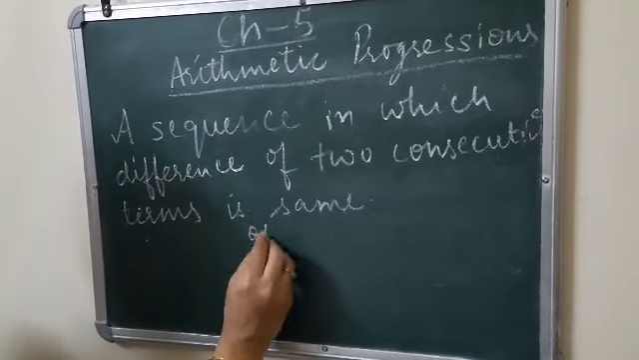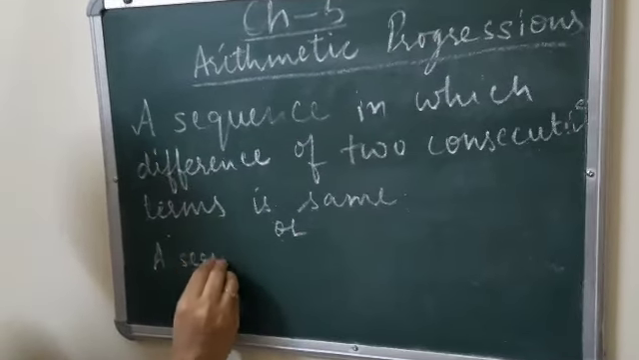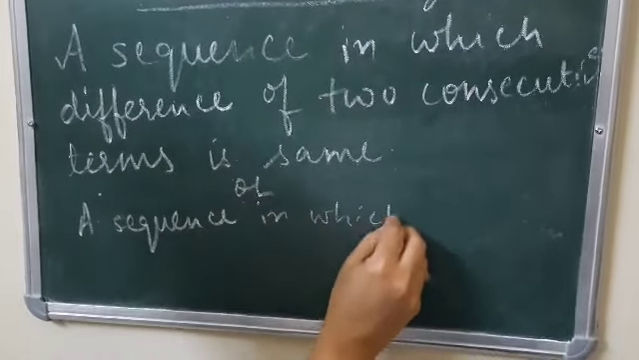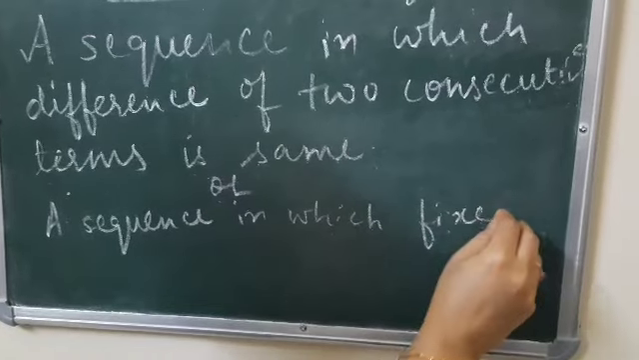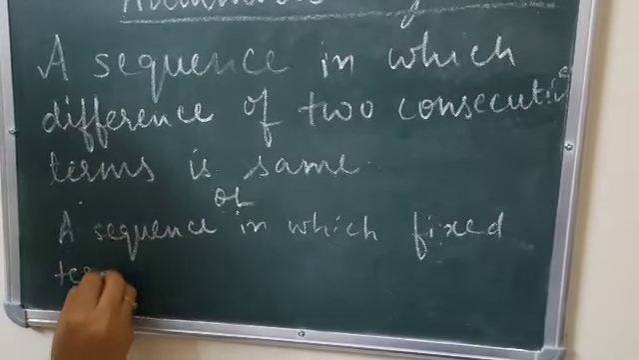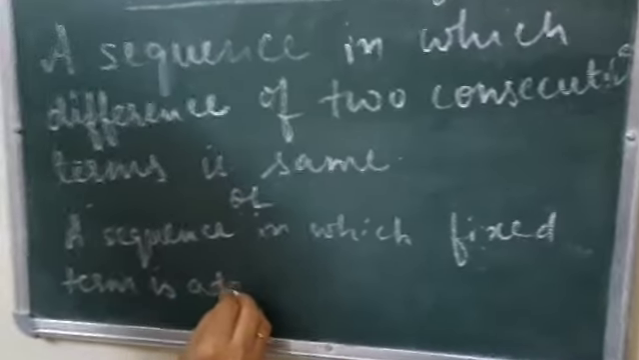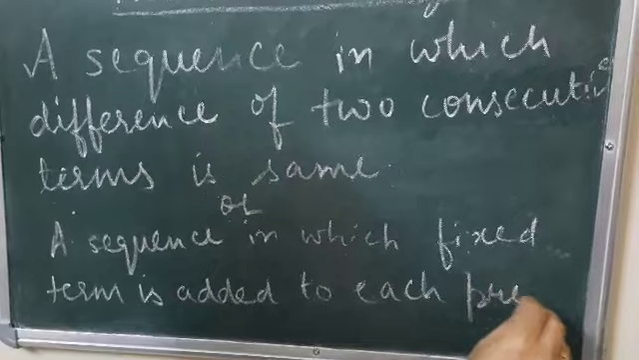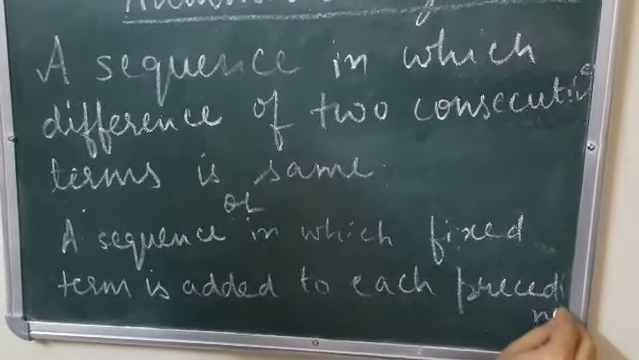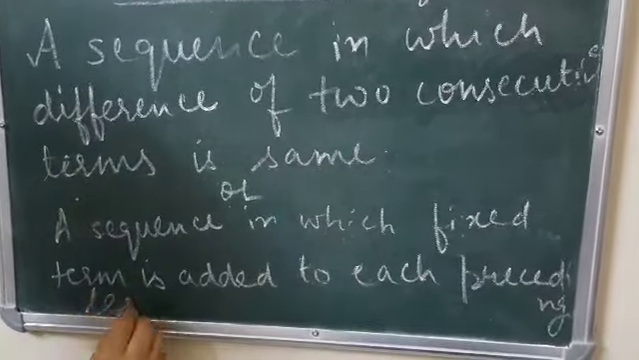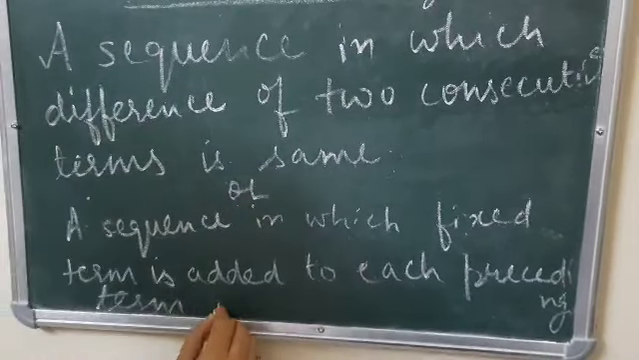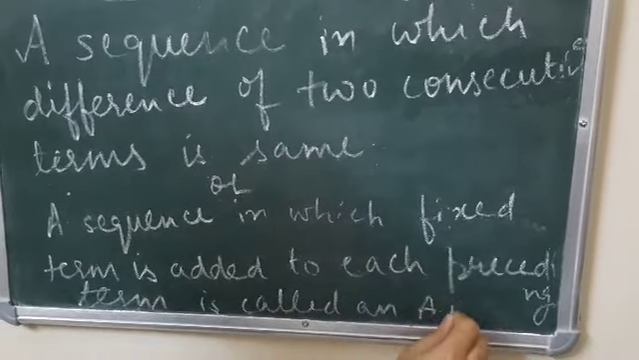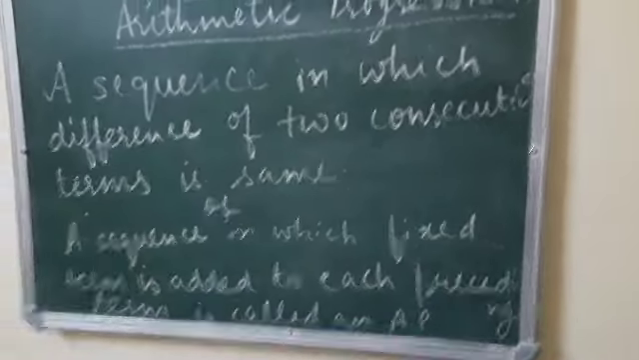Or in other words, we can say a sequence in which a fixed term is added to each preceding term. The sequence thus obtained is called an AP, or arithmetic progression. Now, what do you mean by this? Let's take an example.